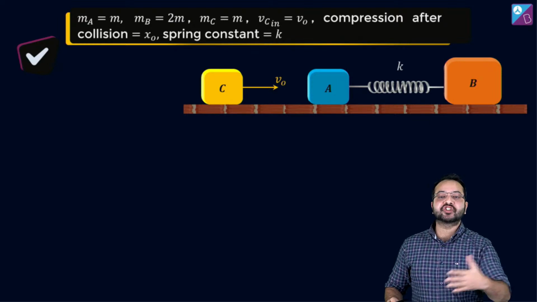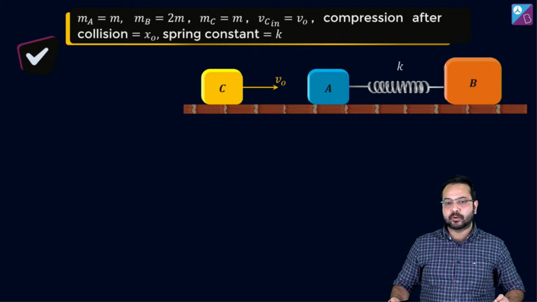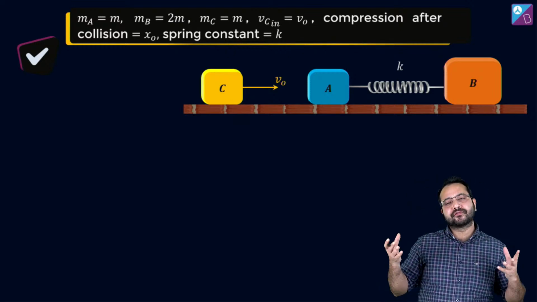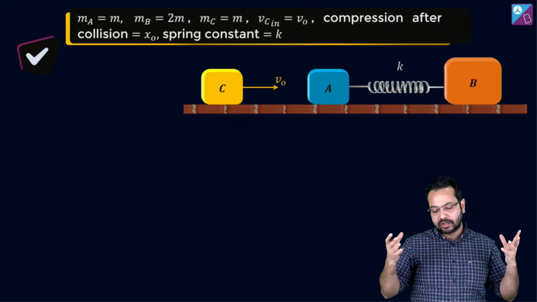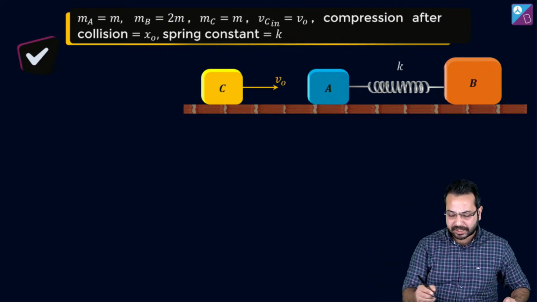Because the external forces are not doing any work. Okay, if the external forces are not doing any work and for the internal forces there is no friction, there are no dissipative forces, then we can conserve the mechanical energy. All right, so let's conserve the mechanical energy.